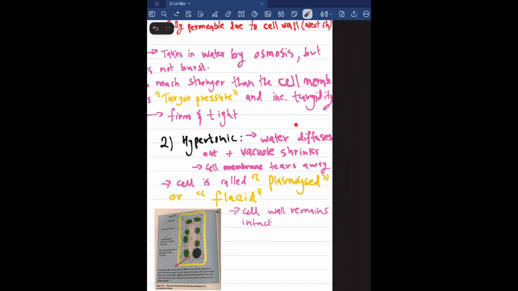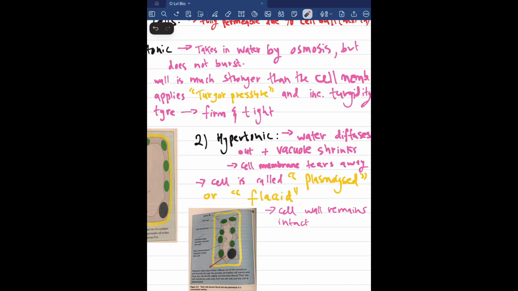So hypertonic solution, which is the opposite of hypotonic, basically water diffuses out and the vacuole shrinks. What is a vacuole? We would learn in your cells chapter, but as it's January, I'm thinking you guys know what a vacuole and a cell wall are. Anyhow, the cell membrane tears away and the cell is called plasmolysed or flaccid. Again, the words I've highlighted in yellow are marking scheme words, and important new words for you, and you need to have a conceptual understanding behind them.